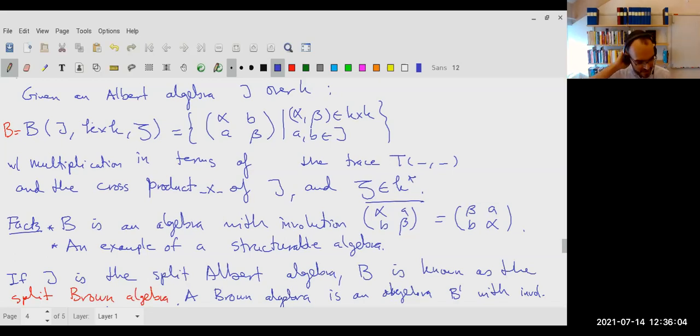And that is because with the second type, you have problems. Over fields, it's a result by Garibaldi that, let me get the implication right, if two Albert algebras J and J prime already have the same norm, then they give rise to the same algebra. But this is not necessarily the case for the second type. There you might have J and J prime that do have the same norm, but are non-isomorphic and still don't give the same Brown algebra.